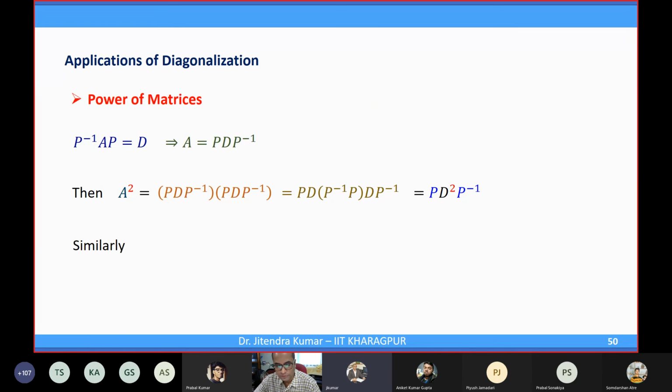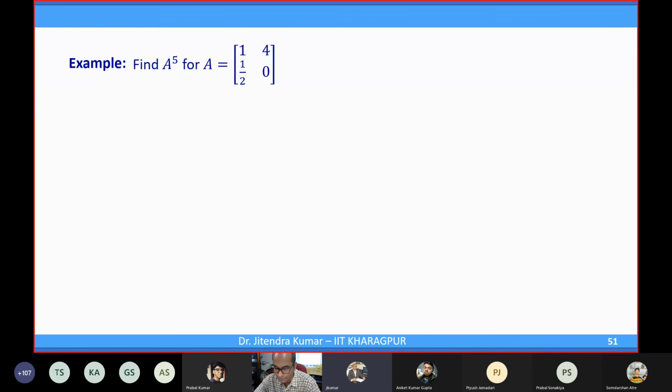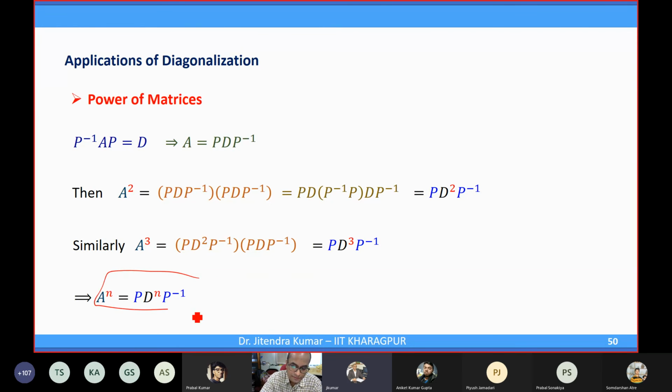So with this, if you compute A3 or A4, in fact, or whatever, if you compute A to the N, the idea is that A to the N is nothing but P D power N and P inverse. So you need to just get the power of that diagonal matrix, nothing else. You have A power N is equal to P D power N and P inverse. So you will get this power of D. So D power N. That's all.